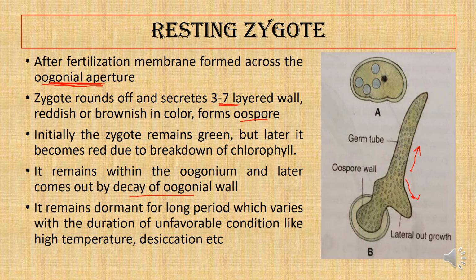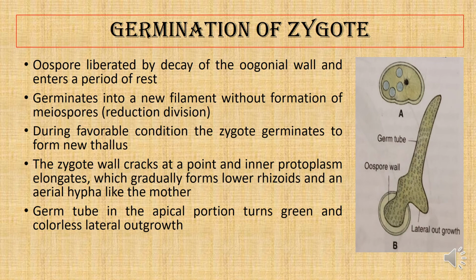And so this is the oospore, how it looks after the tubular outgrowth is formed. And this is pretty much how the germination of the oospore is done. Now we will come to the life cycle.